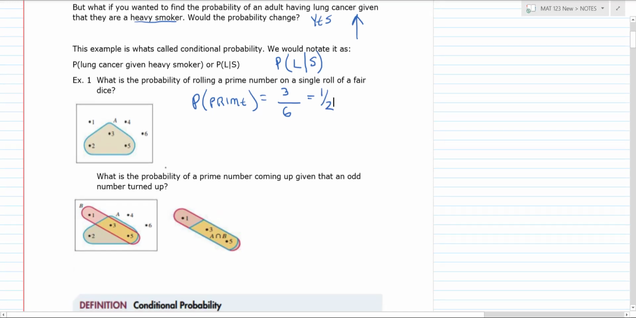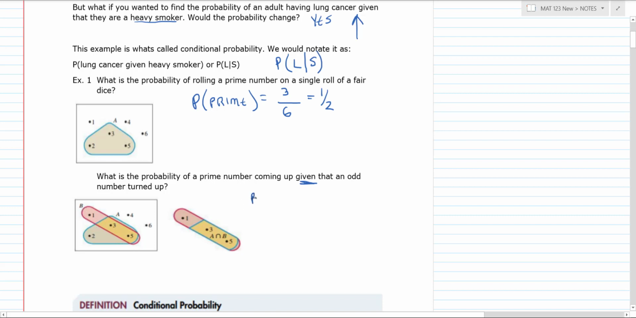Okay, now the question becomes, what is the probability of a prime number coming up given that an odd number turned up? So you're rolling the die, and I'm telling you that it's an odd number. Since I'm telling you it's an odd number, what is the probability that it's prime? Well, that's not 1/2 anymore, it's different. The idea is that I'm giving you that it's an odd number. So basically, this sample space changes.